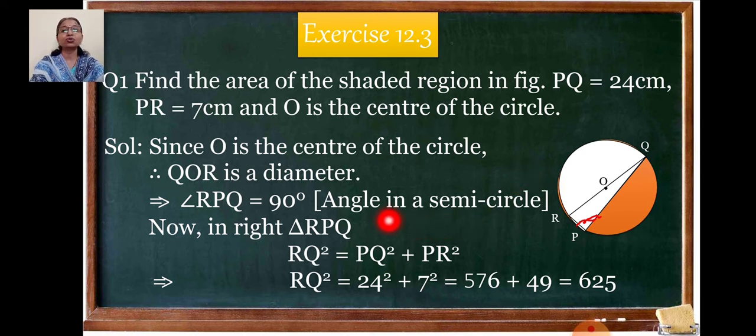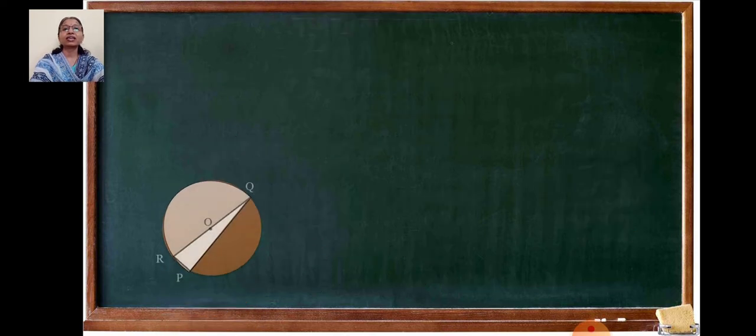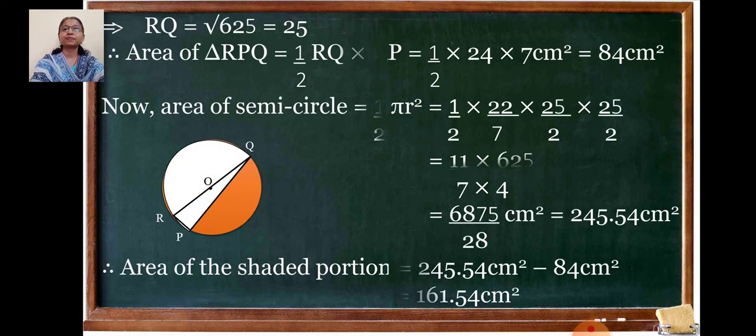Two lengths are known to you. So this angle P is 90 degree, so its opposite side is RQ, which is the hypotenuse. So RQ square is equal to PQ square plus PR square. PQ and PR lengths are given to you. You substitute 24 square plus 7 square, their sum is 625. So RQ square is 625, taking square roots on both sides, you will get RQ is equal to 25 centimeter.